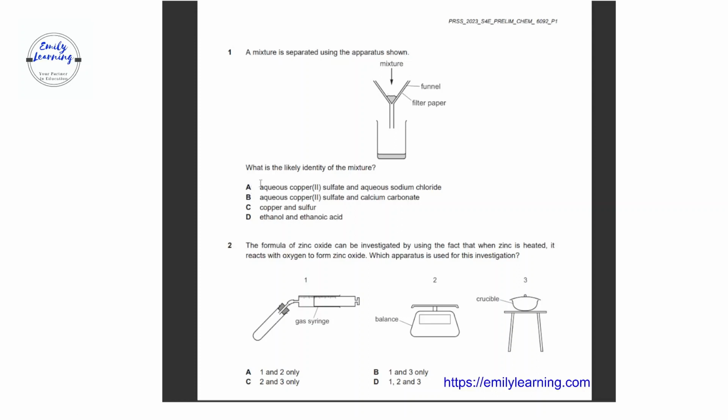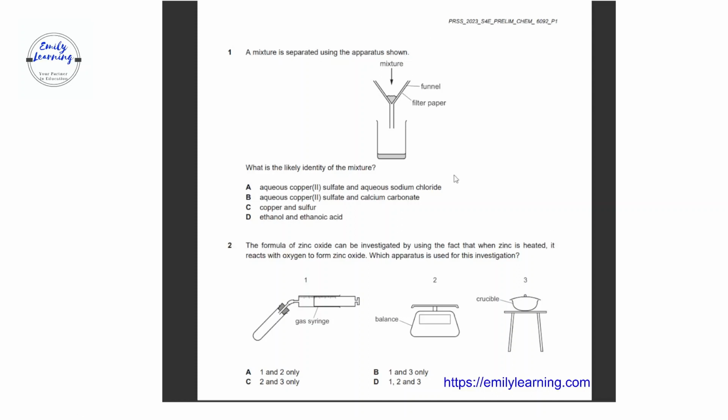In option A, we have aqueous copper 2 sulfate and aqueous sodium carbonate. Both are aqueous, so there will be no separation. B, you have aqueous copper 2 sulfate and calcium carbonate. Aqueous copper 2 sulfate is a liquid, right? It's a solution. Calcium carbonate will not dissolve in the water because it is insoluble, so it is a solid. So we have a liquid here, which is aqueous copper 2 sulfate, and a solid, which is calcium carbonate. Therefore, we'll be able to separate them. So the answer for 1 should be B.